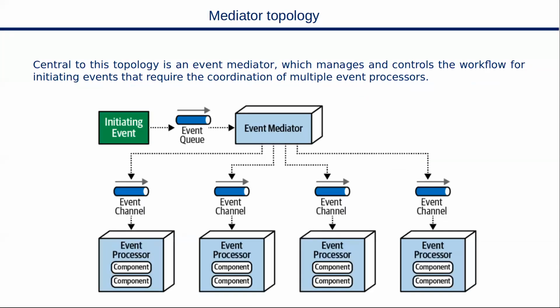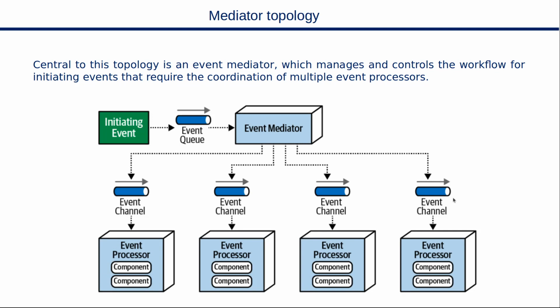Another approach is to use a mediator instead of the broker topology. What is it? The central component of this topology is an event mediator, which manages and controls the workflow for initiating events that require the coordination of multiple event processors. So here we have a central place that coordinates all of the actions happening between event processors. What are the pros and cons of this approach? And by the way, pay attention that all of this communication is also asynchronous, so we will use some queues.